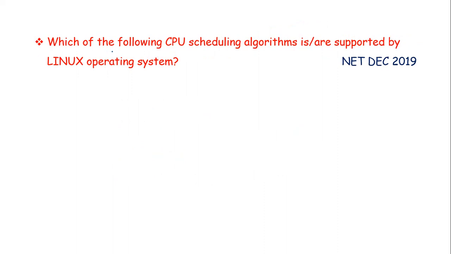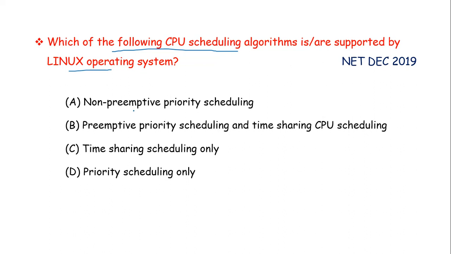Next question is: which of the following CPU scheduling algorithms is or are supported by the Linux operating system? Options are non-preemptive priority scheduling, preemptive priority scheduling, and time-sharing CPU scheduling. Third option is time-sharing scheduling only, and last is priority scheduling. Now the right answer is option B, preemptive priority scheduling and time-sharing CPU scheduling. Both are supported by the Linux operating system.